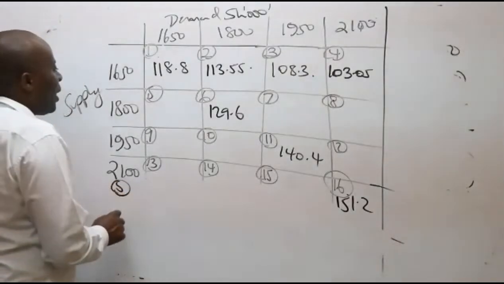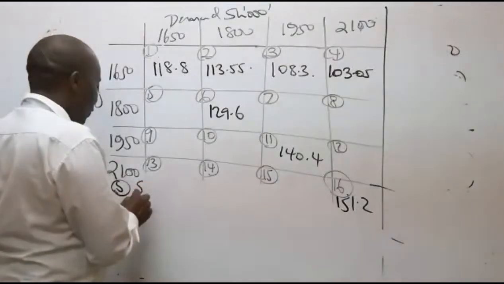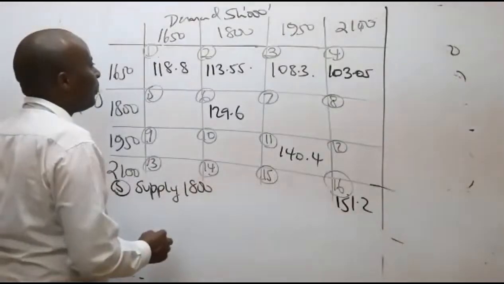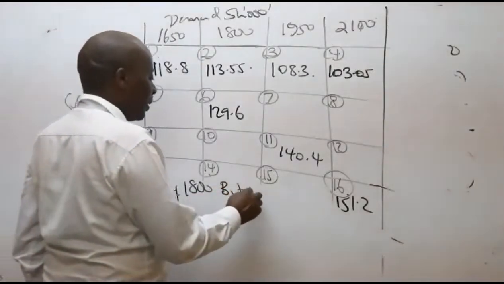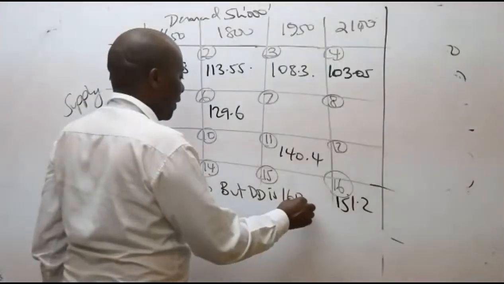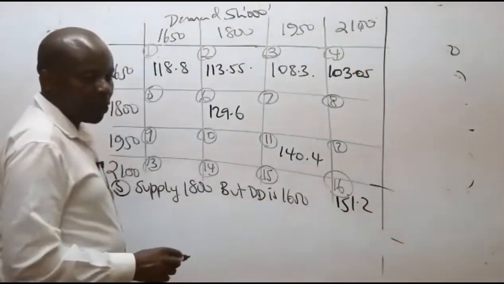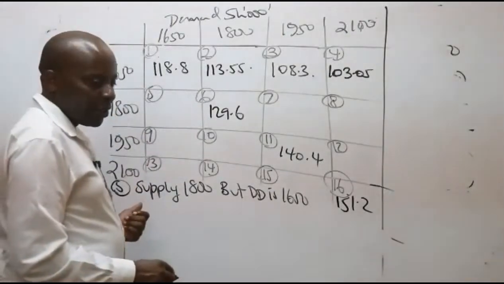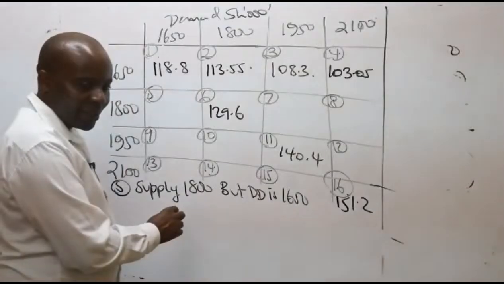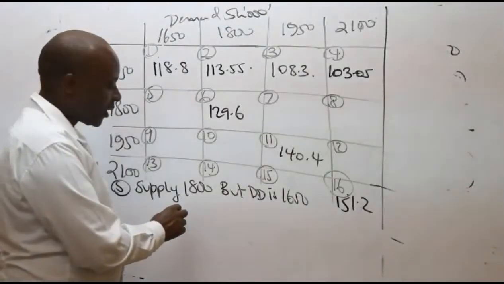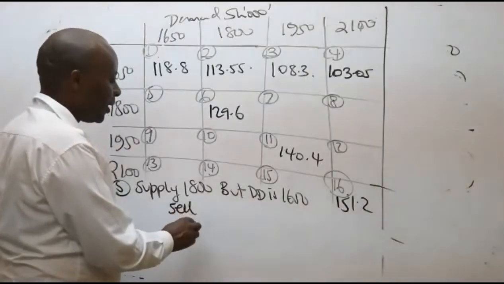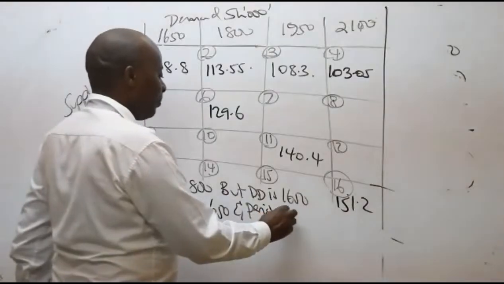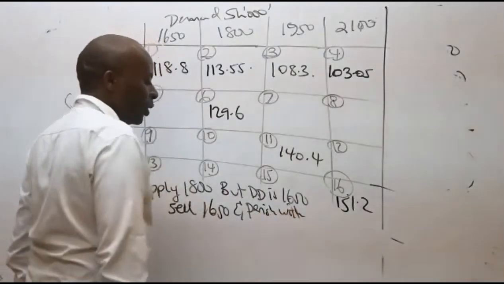And the cell number 5, ladies and gentlemen, for cell number 5, we have supplied 1800, but demand is 1650. So of course you'll compare supply and demand, and of course the effective one will be the lower. So in this case here, sell the lower, sell 1650. And the perish with how much? Perish with how many?